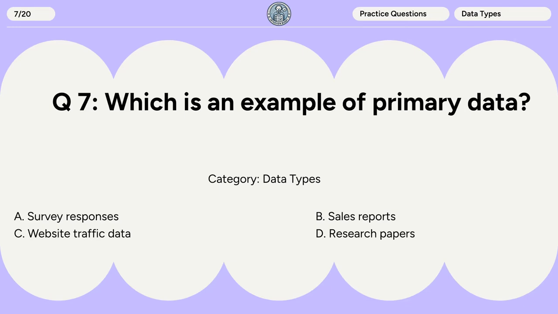Question 7. Which is an example of primary data? A. Survey responses. B. Sales reports. C. Website traffic data. D. Research papers.